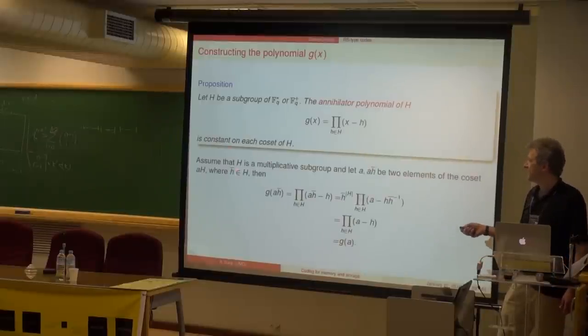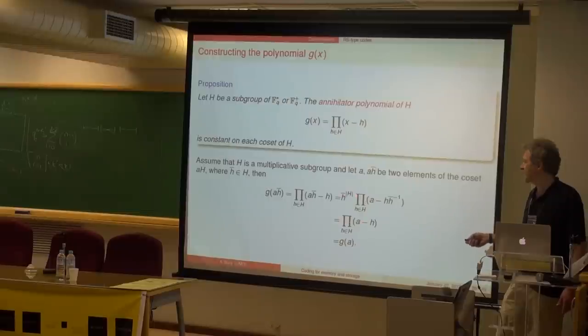Indeed, let us say H is a multiplicative subgroup, and let a and a h-bar be two elements in the same coset, where h-bar is from the subgroup. I'm claiming that G(a) equals G(a h-bar). Obvious, right? G(a h-bar) is the product of (a h-bar minus h), taking out h-bar. We get h-bar to the power |H|, but that's the size of the group, so that is 1. Then (a minus h, divided by h-bar) ... but this runs over the entire group. As h runs over H, the h-bar disappears, so we get back G(a). So G(a) is indeed the needed polynomial.